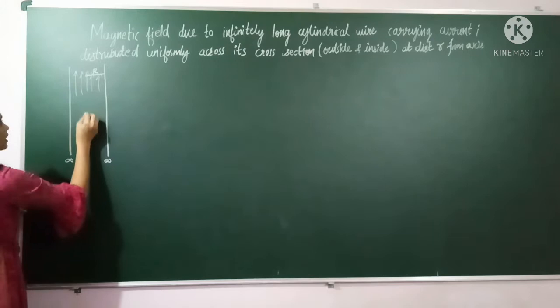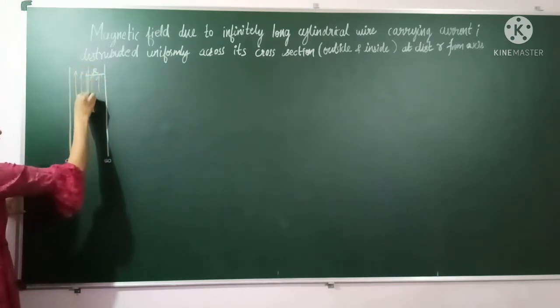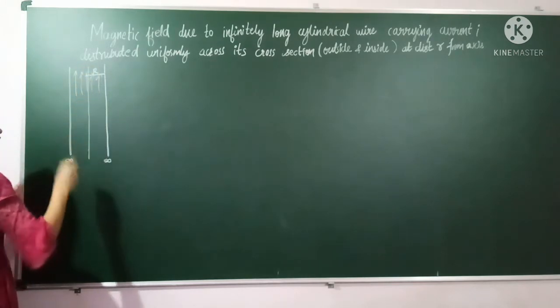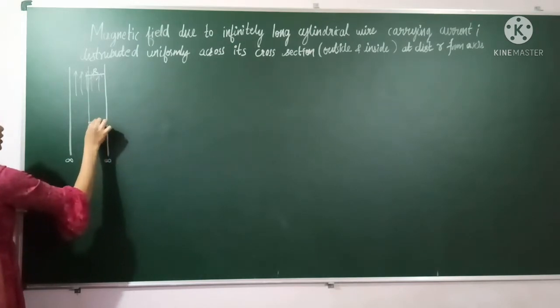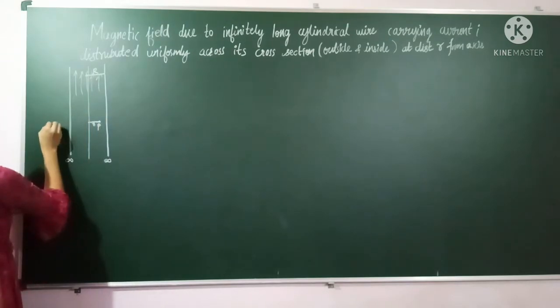Next, consider this is the axis. From this axis at distance r we will take one point P. At this point we will calculate the magnetic field, and here we will take one point Q.